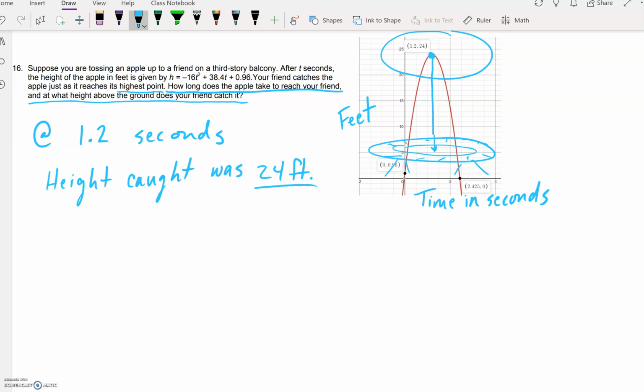All right. Hopefully this has helped you guys with kind of how to interpret some of these graphical situations that are applications of quadratics. And I will see you soon.